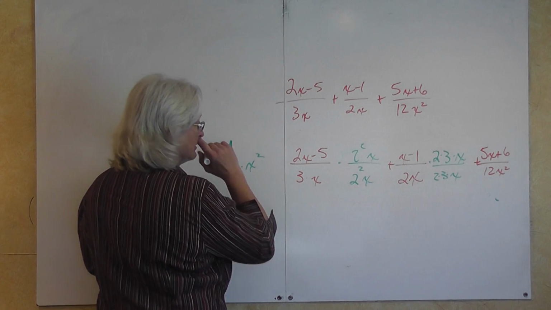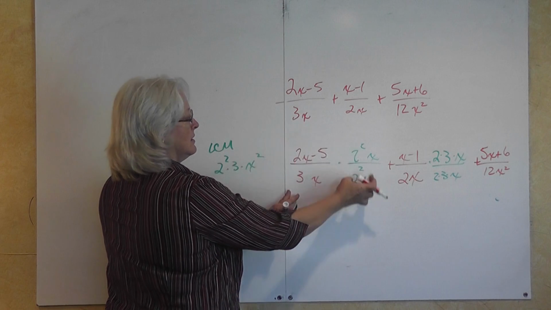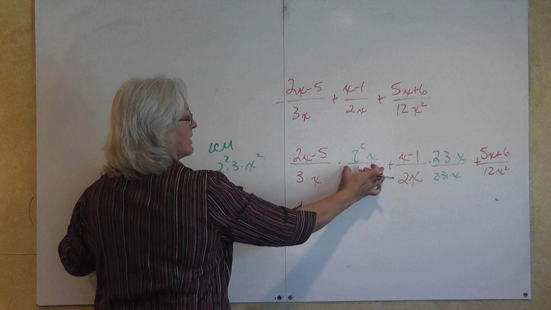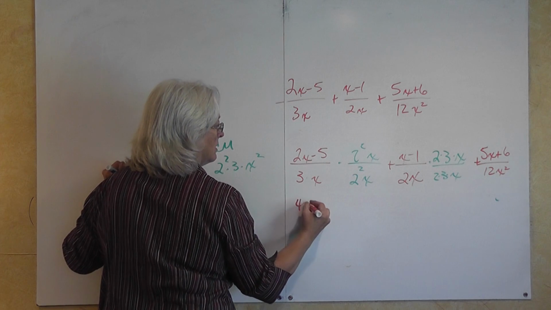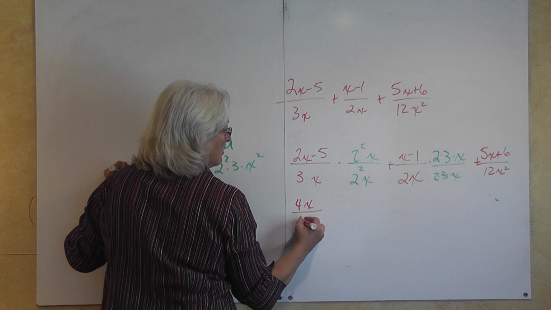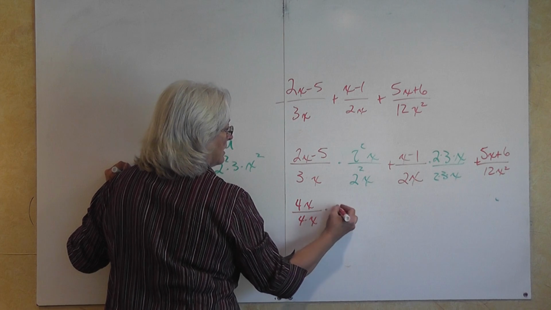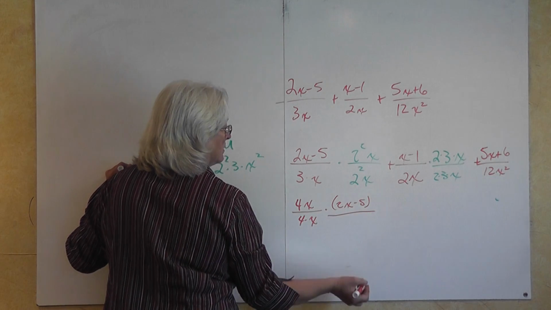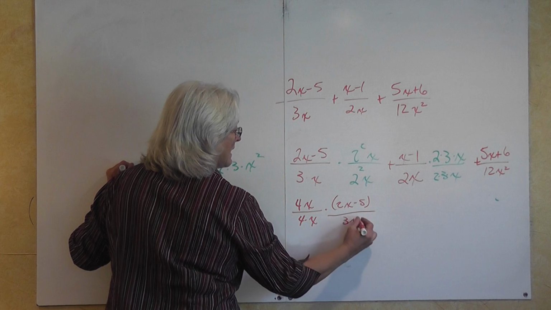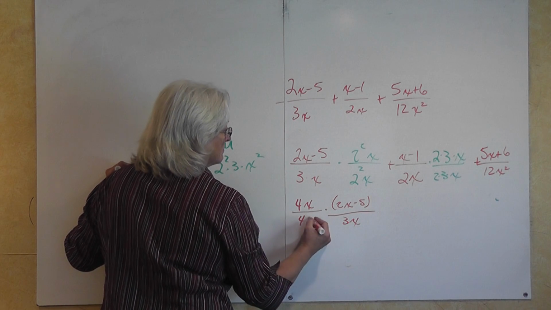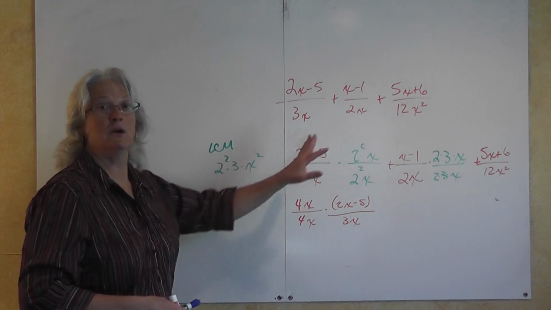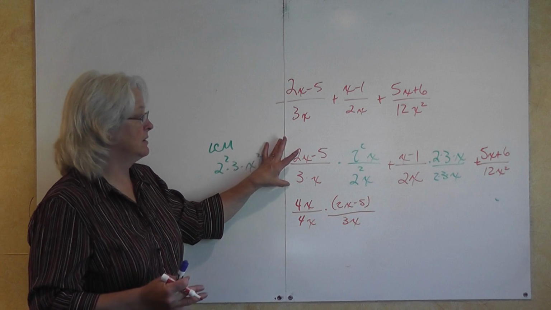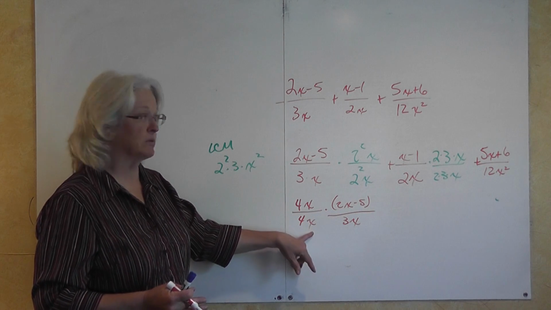Let's go ahead and change this a little bit, and as I do, I'm going to change the order of multiplication here. Track with me. 2 squared is 4x over 4x times 2x minus 5 over 3x. Two squared is 4x over 4x. We're just multiplying this rational expression here by a value that's equal to 1.